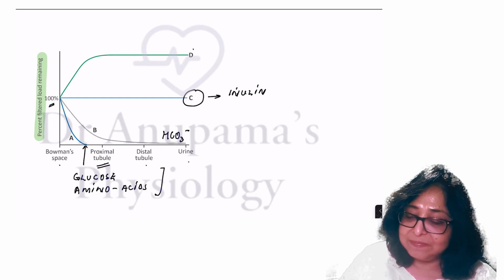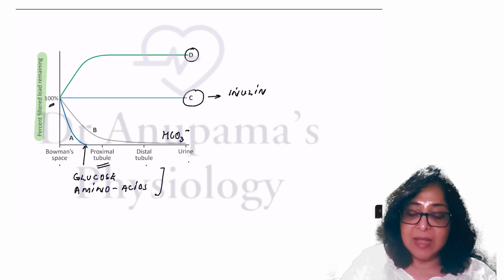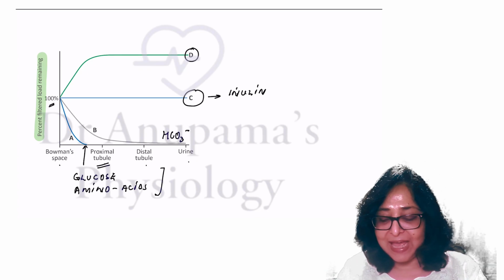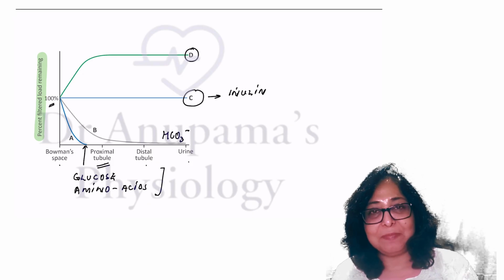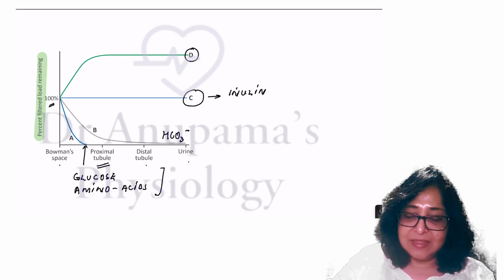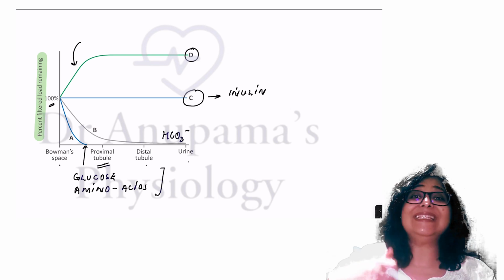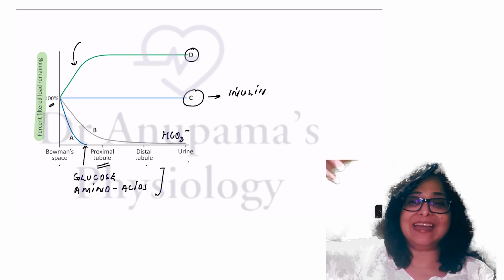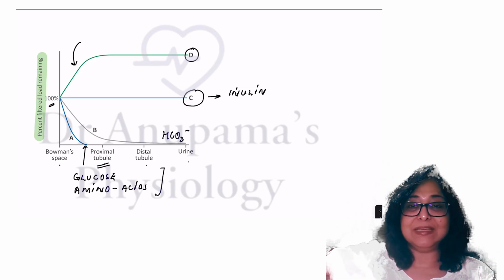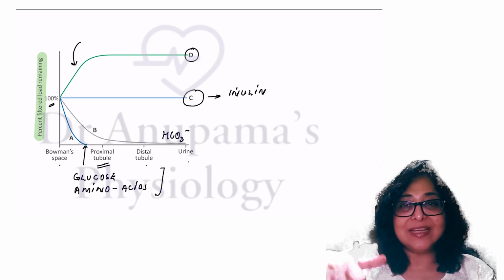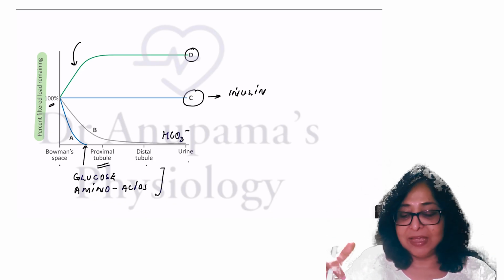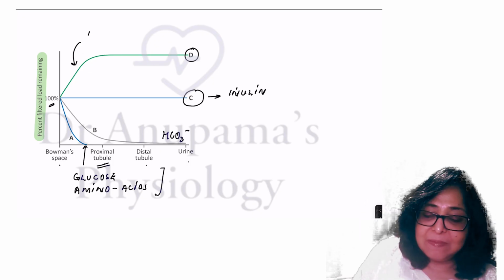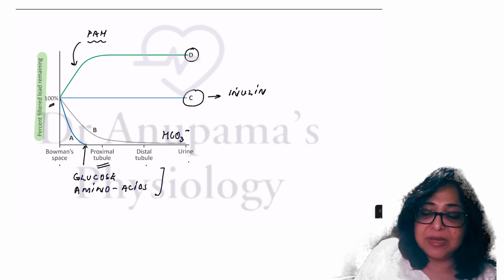Let's look at substance D. 100% in the Bowman's capsule, freely filtered. But as it crosses the PCT, the percentage of filtered load has increased. In other words, in the PCT, it has been added to the tubular fluid. That means it has been secreted in the PCT. And which is the substance which is secreted in the PCT? This is para-aminohippuric acid.